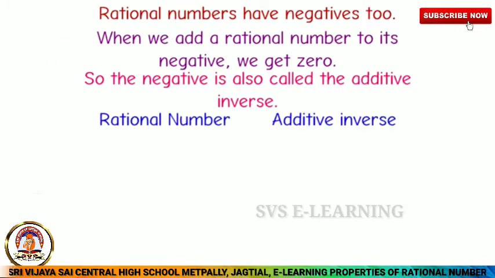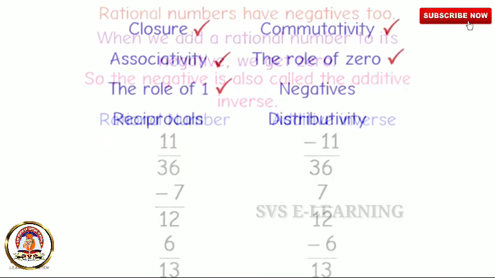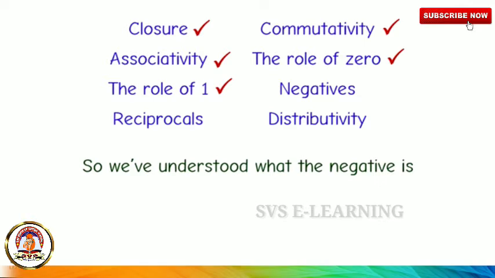Rational number 11 upon 36. The additive inverse is minus 11 upon 36. Rational number minus 7 upon 12. Its additive inverse is 7 upon 12. Rational number 6 upon 13. Its additive inverse is minus 6 upon 13. So, we've understood what the negative is.